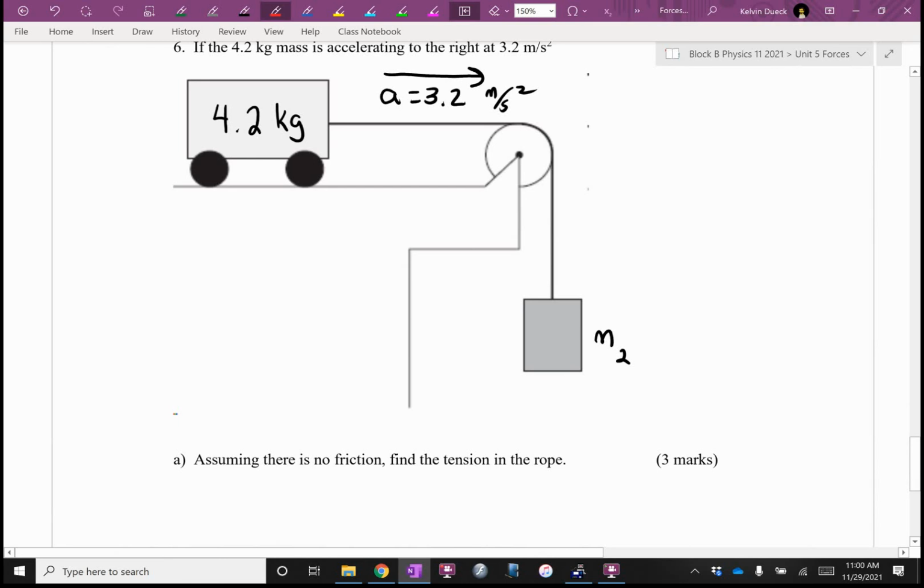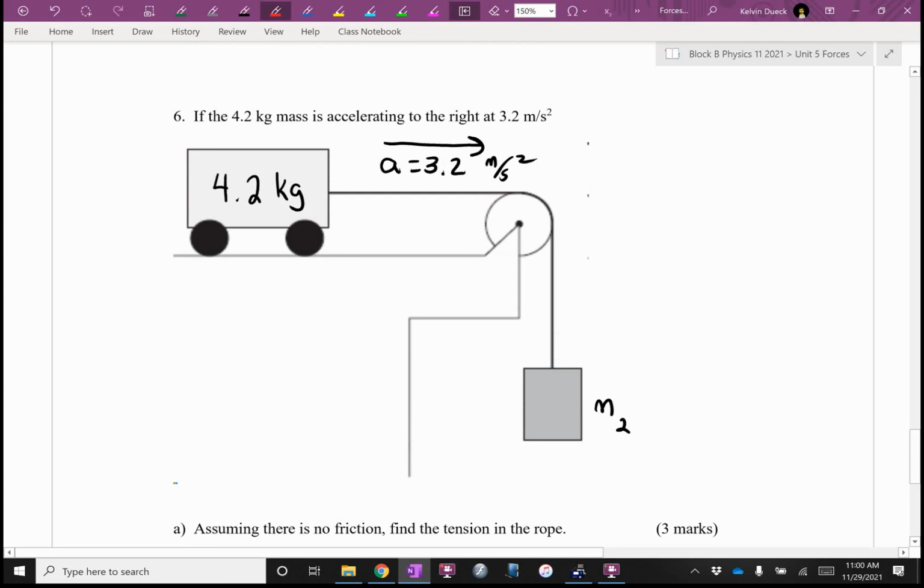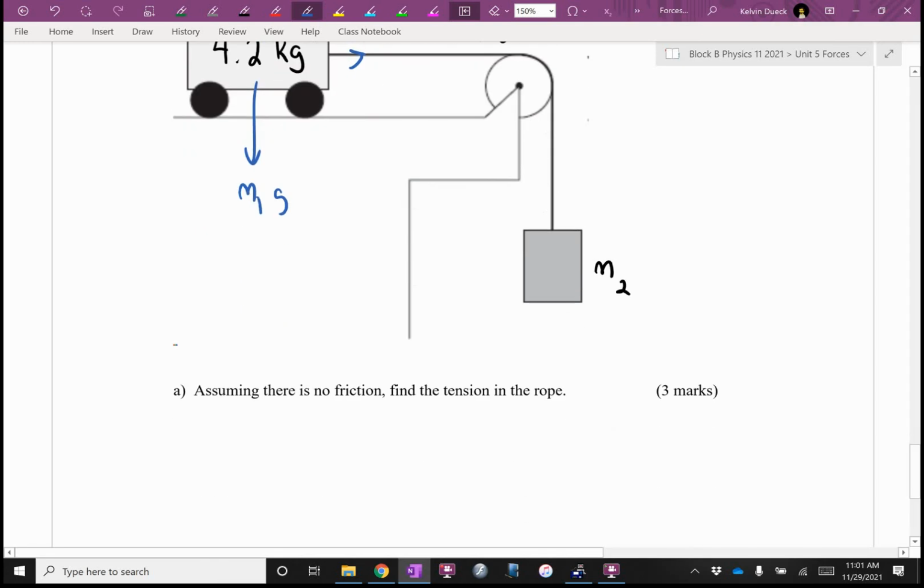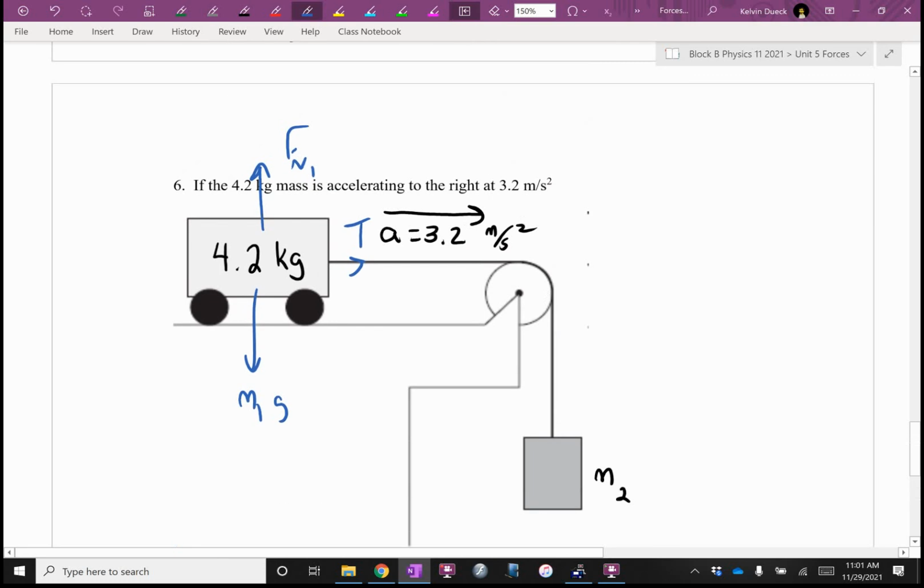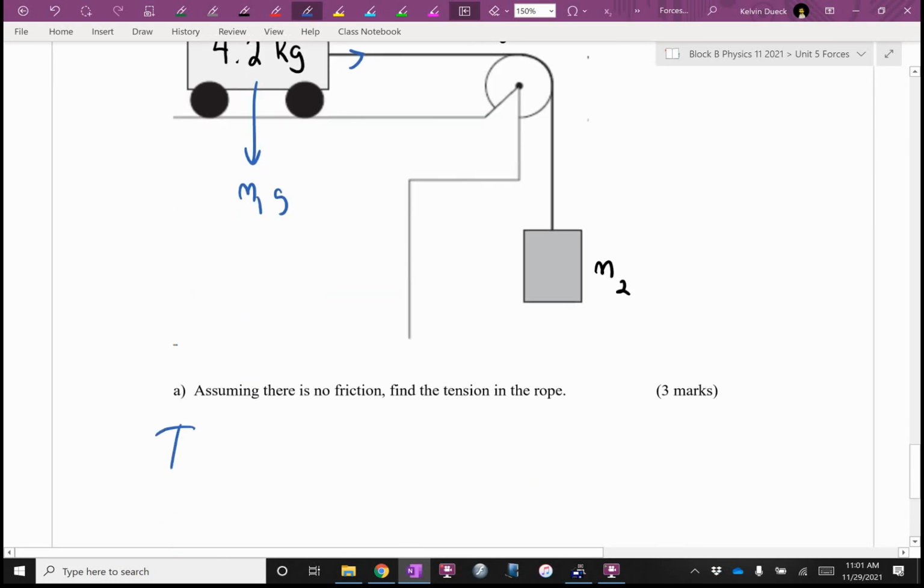Missing mass question. Assuming there is no friction, find the tension in the rope. Okay. I'm going to do a free body diagram for the mass that I know. M1G, normal force number 1, tension. Is there friction on that little car? I think that's meant to indicate no friction with the wheels. So who's winning? Tension. Who's losing? It's a trick question. That equals M1A.